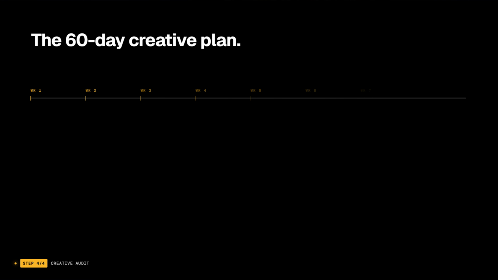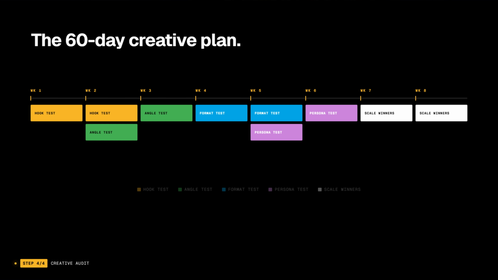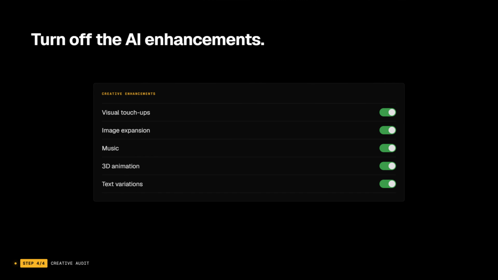In the first 30 days, I also map out the creative testing that we want to do in the next 60 days, identify the gaps, and build a roadmap. And one thing that I always do is I turn off all of Meta's AI enhancements. I don't think they're at the level that they can support a brand now and make the creatives better, so I always turn them off.